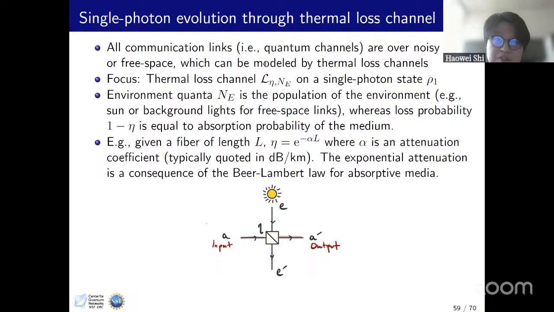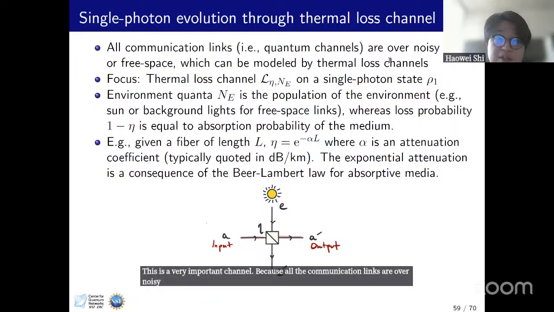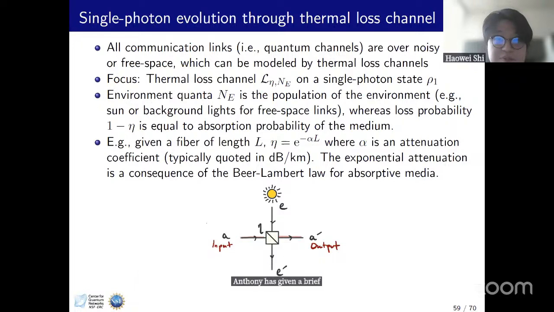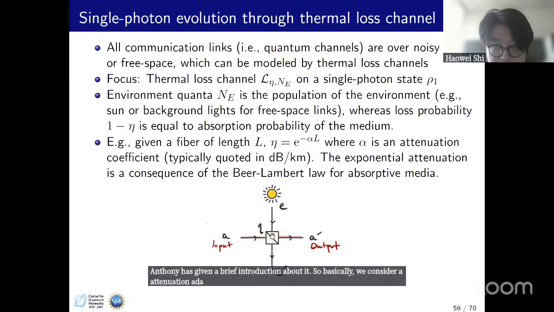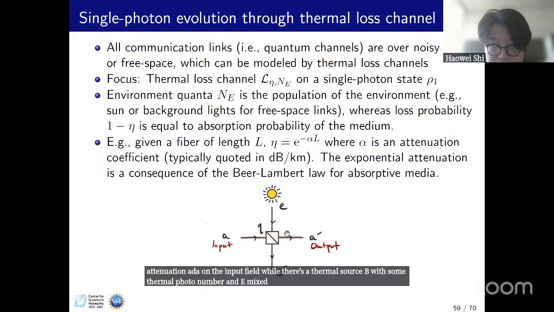We will consider the thermal loss channel for a teaser. This is a very important channel because all the communication links are over noisy fibers or free space, which can be modeled by this thermal loss channel. Anthony has given a brief introduction about it. So we consider an attenuation eta on the input field while there's a thermal source, E, with some thermal photon number NE mixed in the output.